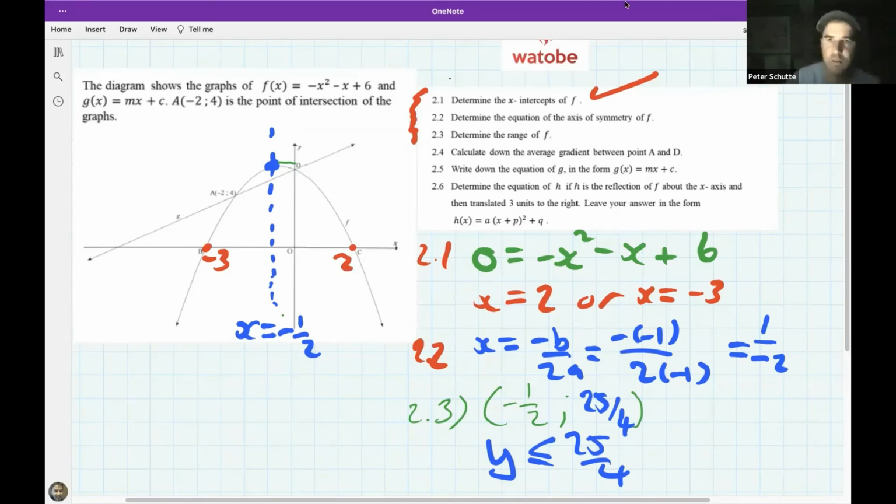Okay. So just to point that out, are there any questions about that? Raise your hand if there's any questions. But basically, I'm looking to find what the highest point is. And the highest point is 25 over 4, which is on the turning point. It's over here, 25 over 4. I know that y can only be at that point or lower. And so that's why I know what the range is.